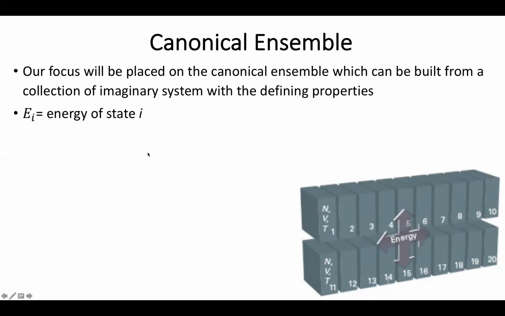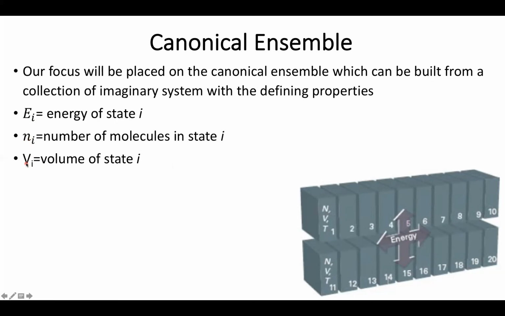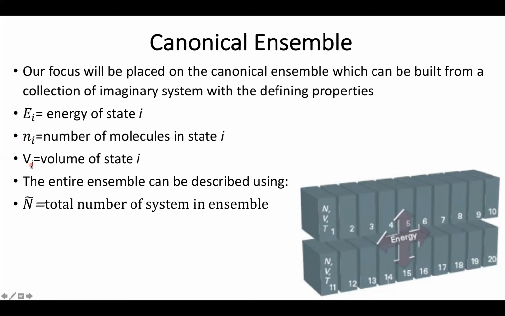E_i is going to be the energy of state i, and it's going to have a characteristic number of particles N and a characteristic volume V. However, the entire ensemble is going to have slightly different variables. So it's going to have a total number of systems, again, n. This will be a little bit odd for me to describe verbally.